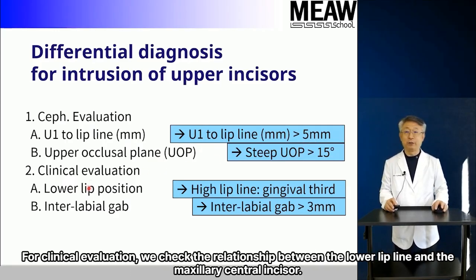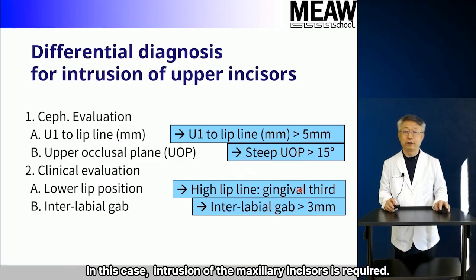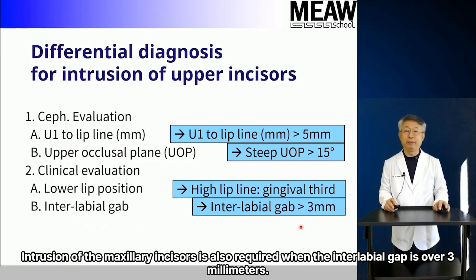For clinical evaluation, we check the relationship between the lower lip line and the maxillary central incisor. The high lip line is a case when the top of the lower lip is located on the gingival third of the maxillary central incisor. In this case, intrusion of the maxillary incisors is required. Intrusion of the maxillary incisors is also required when the interlabial gap is over 3 mm.